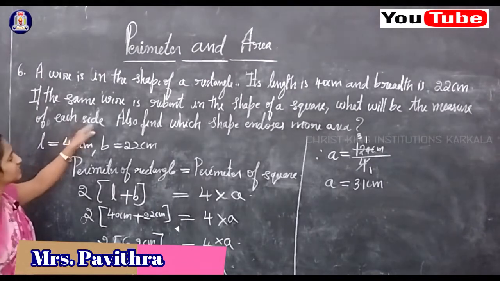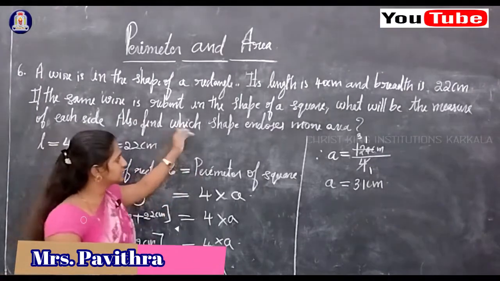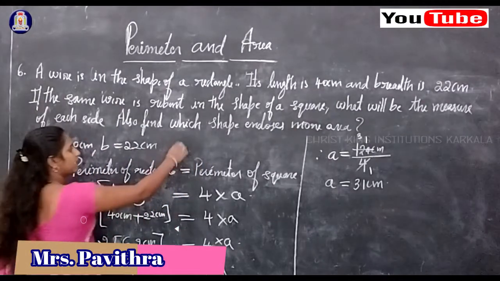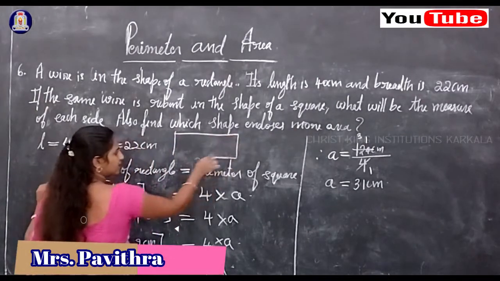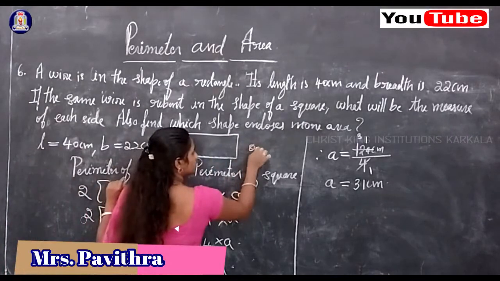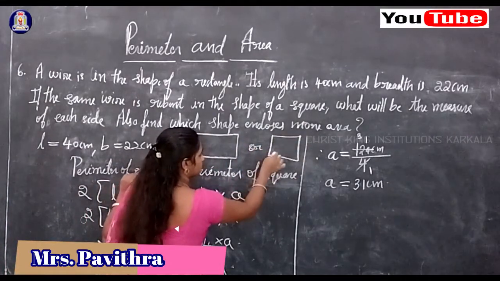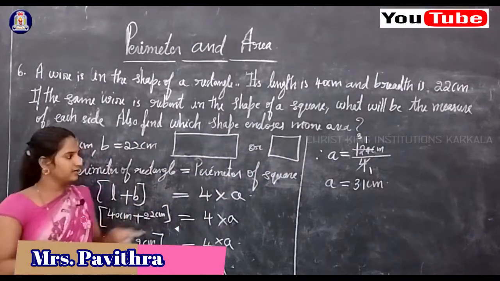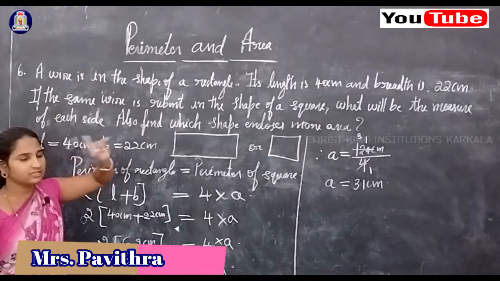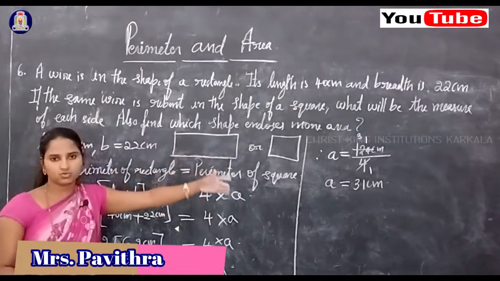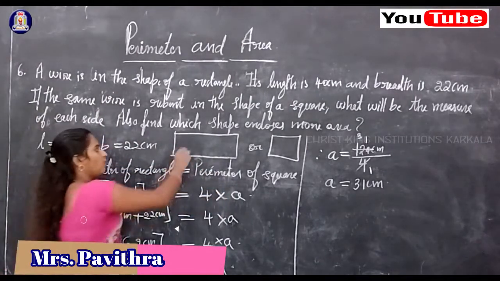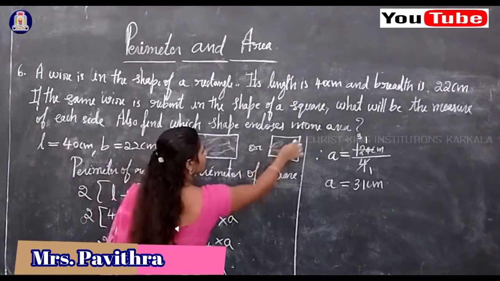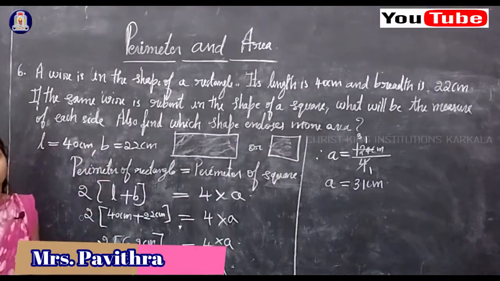One more question they asked: also find which shape encloses more area, the rectangle or the square. We made a rectangular shape and a square shape using the wire. Now you have to find which figure encloses more area. So that we have to find out.